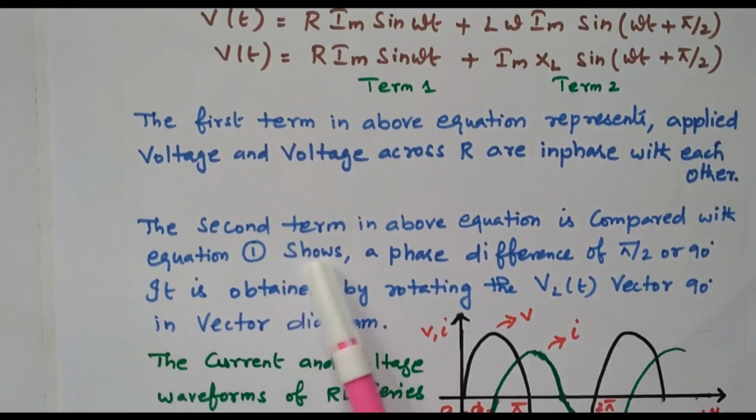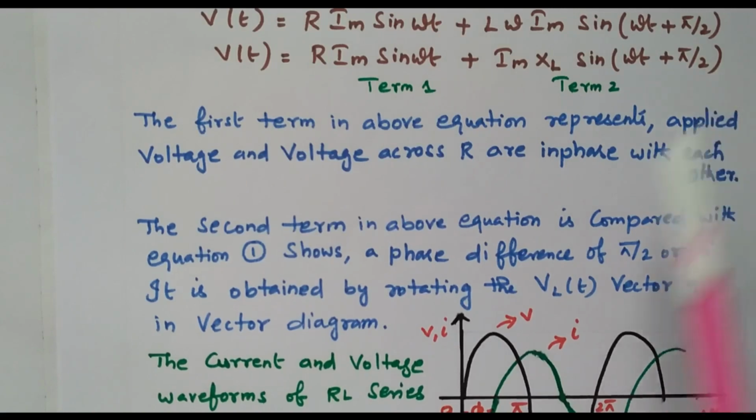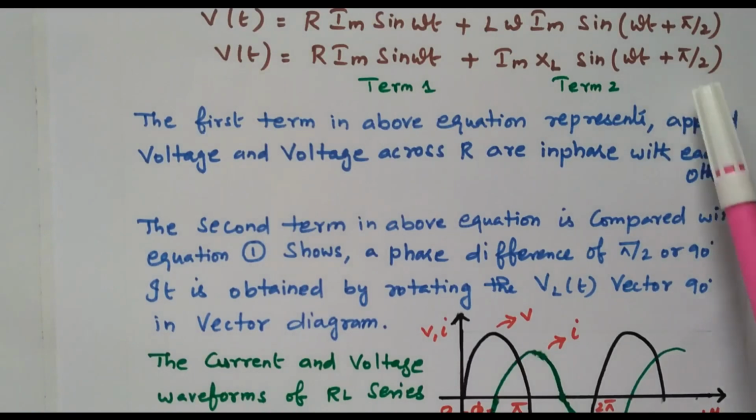The second term in the above equation, compared with equation 1, has a phase difference of pi by 2 or 90 degrees. There is a phase difference of pi by 2 or 90 degrees between this voltage and current. So it is obtained by rotating the VL vector by 90 degrees in the vector diagram. Due to that we are getting the 90 degrees. The voltage across resistor and voltage across inductor differ by 90 degrees. That is indicated by this equation.